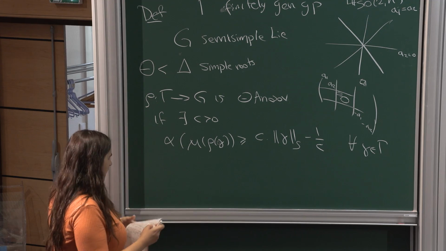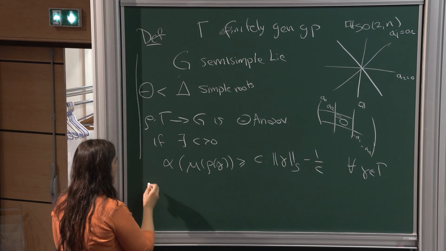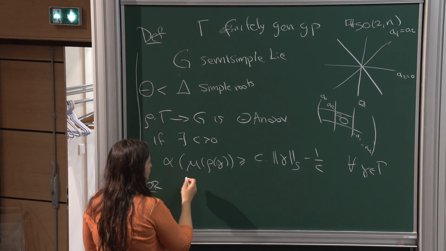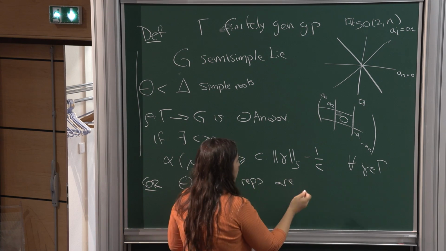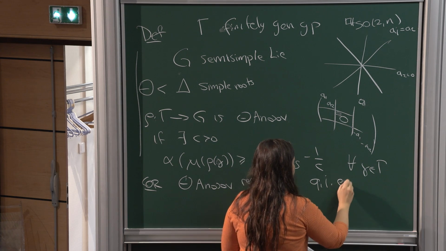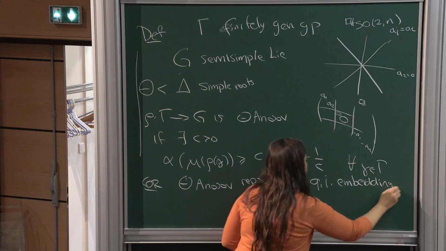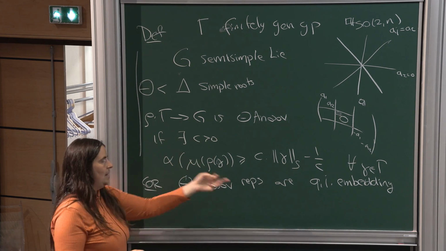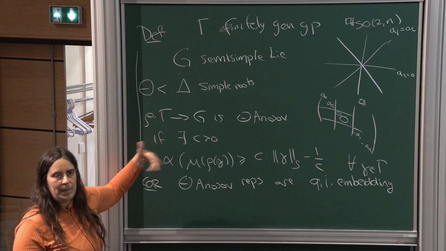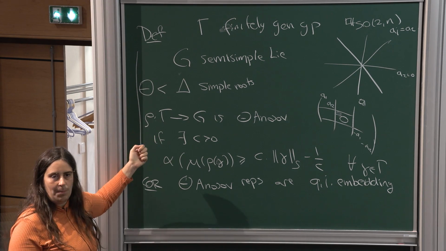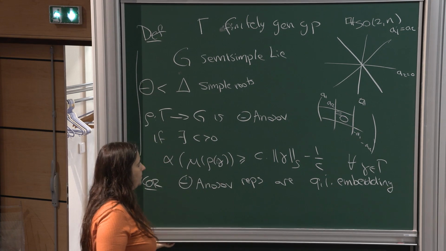One direct corollary that's easy from this definition is that theta-Anosov representations are QI embeddings, if you know what QI embedding means. If you haven't seen geometric group theory, just think that this is a way of making precise what it means to resemble the intrinsic geometry. But it's stronger than that, because we really avoid these walls.